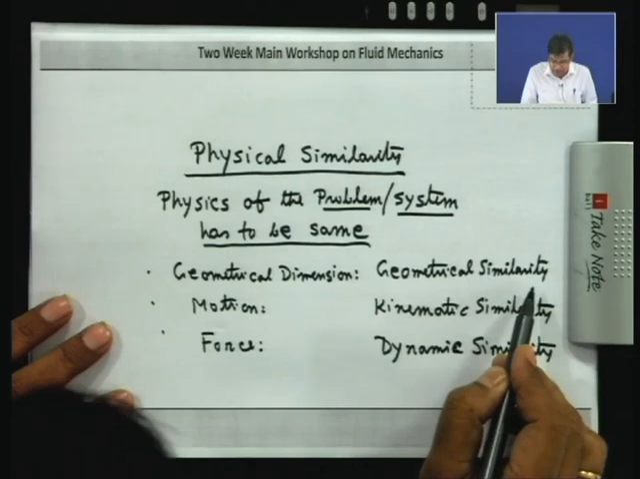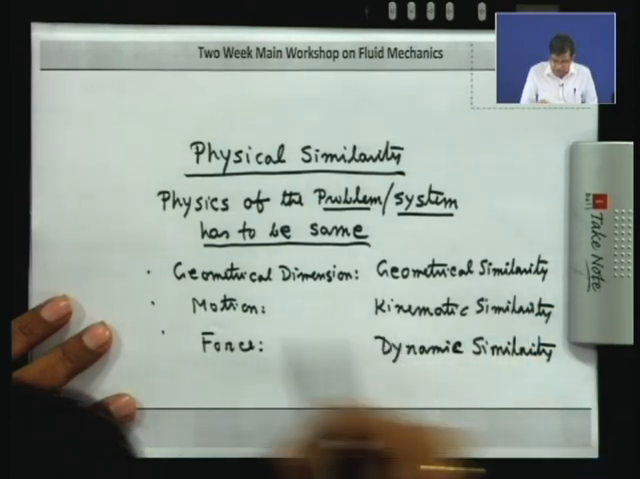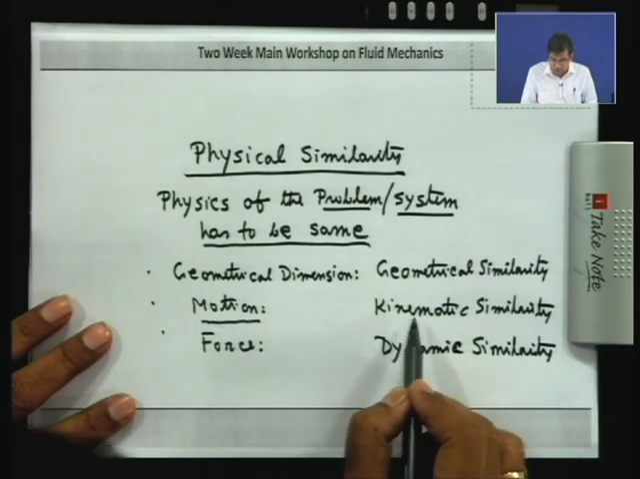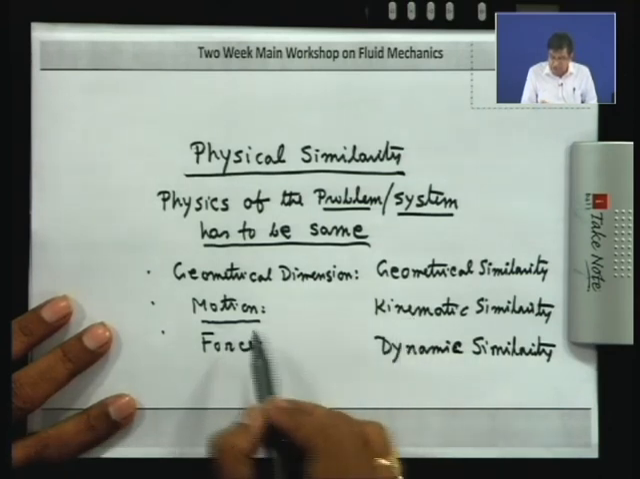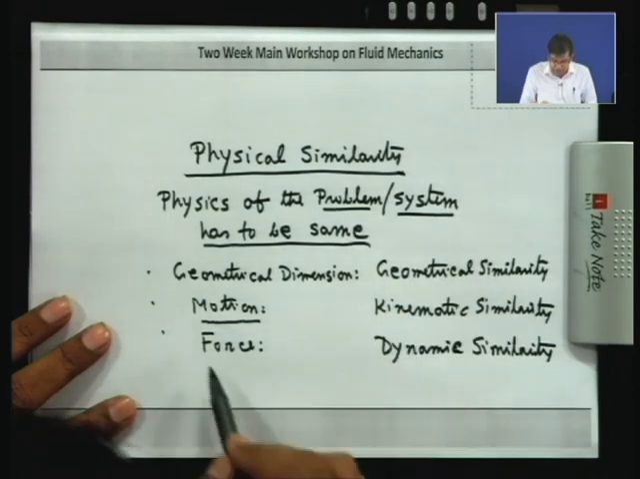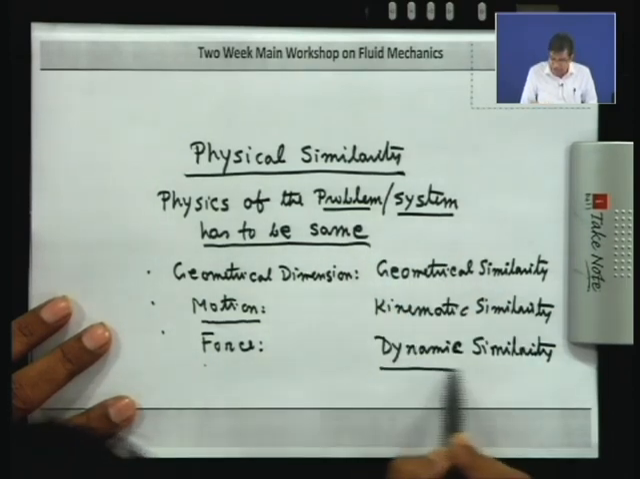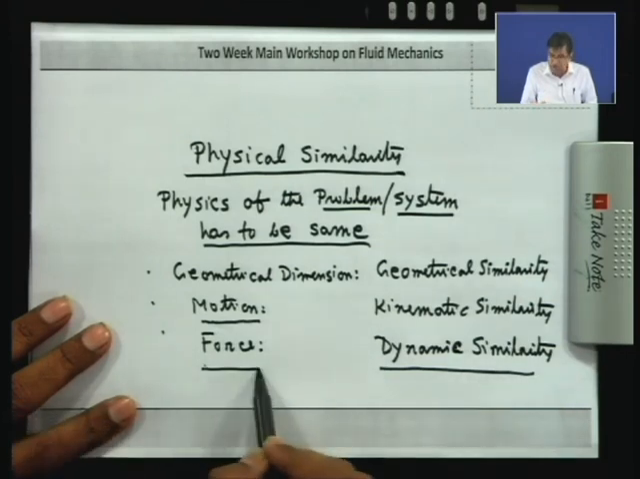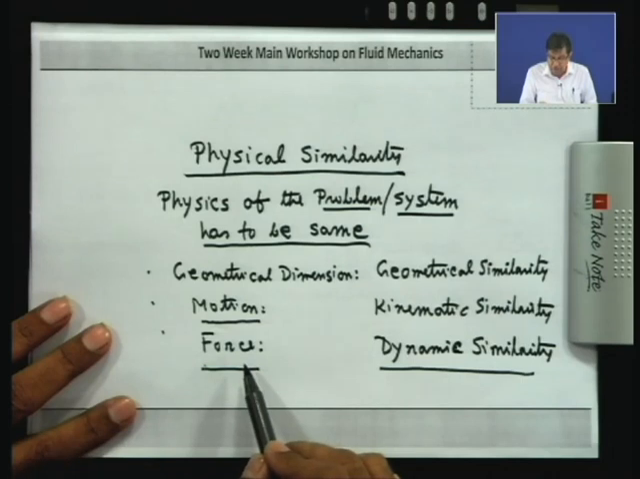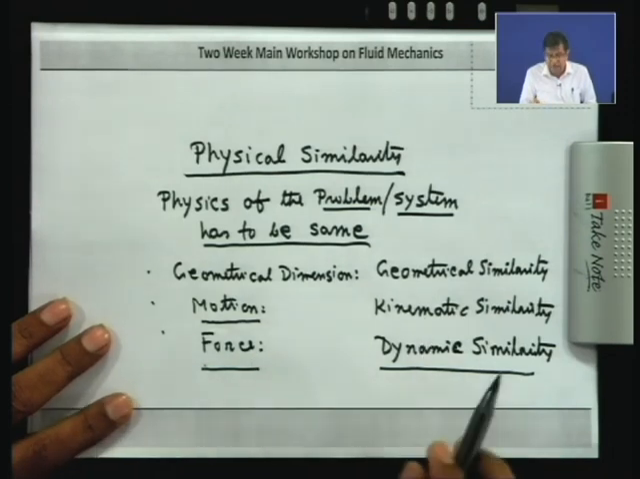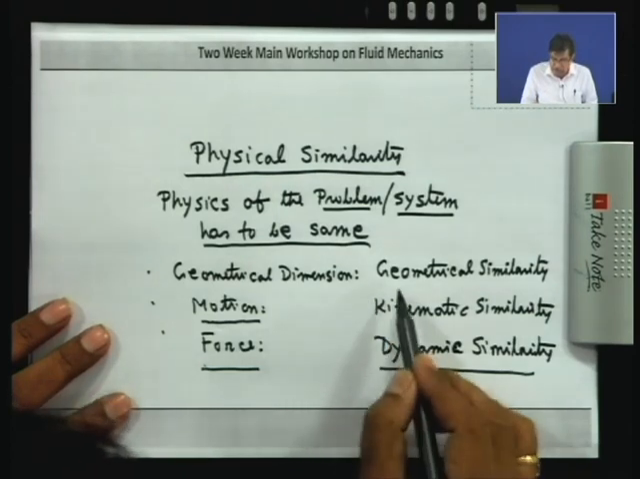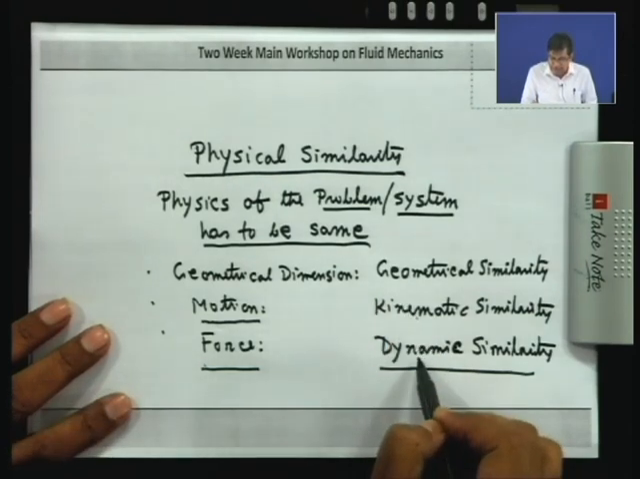should be same everywhere. Similarly, for kinematic similarity, the motion, that means the ratio of the magnitudes of the velocities at the corresponding points should be similar between the problem and the system. And similarly, for dynamic similarity, it is the ratio of the corresponding forces between the two systems that should be same everywhere. So, let us go into a little detail of this geometrical similarity, kinematic similarity and dynamic similarity.